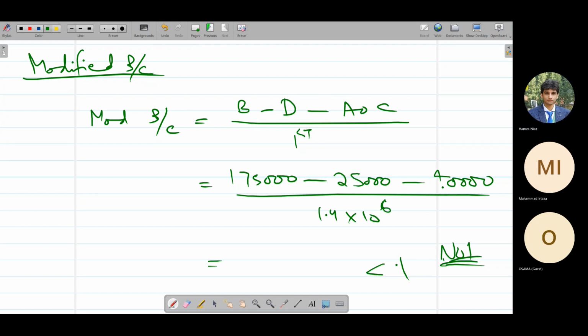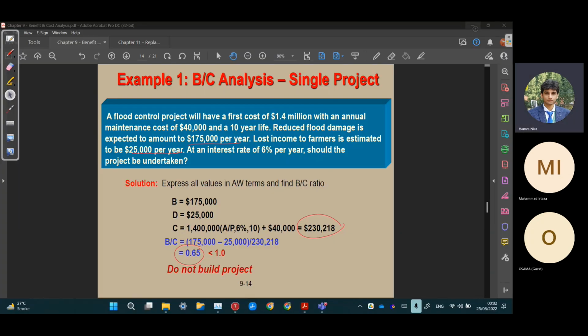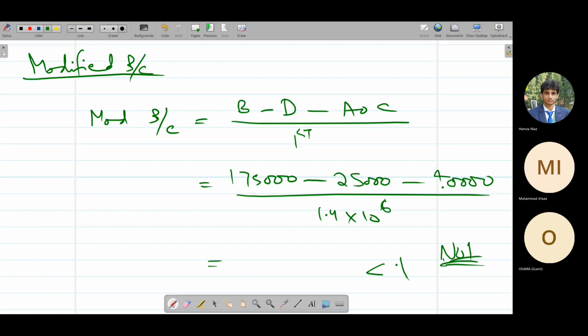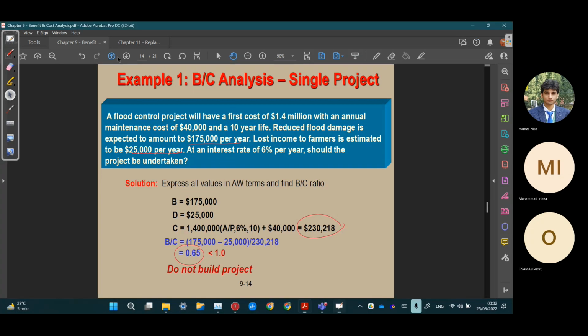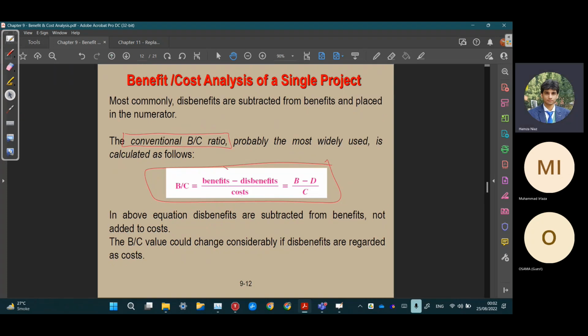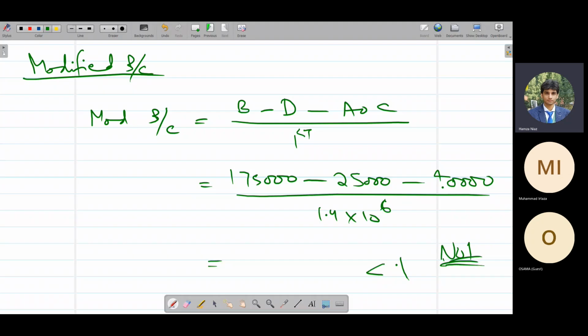So if I quickly get the answer, 175E3 minus 25E3 minus 40E3 divided by 1.4E6. That is over 1.4 million. Over initial investment, so it's approximately 0.08. So that is very much not feasible.